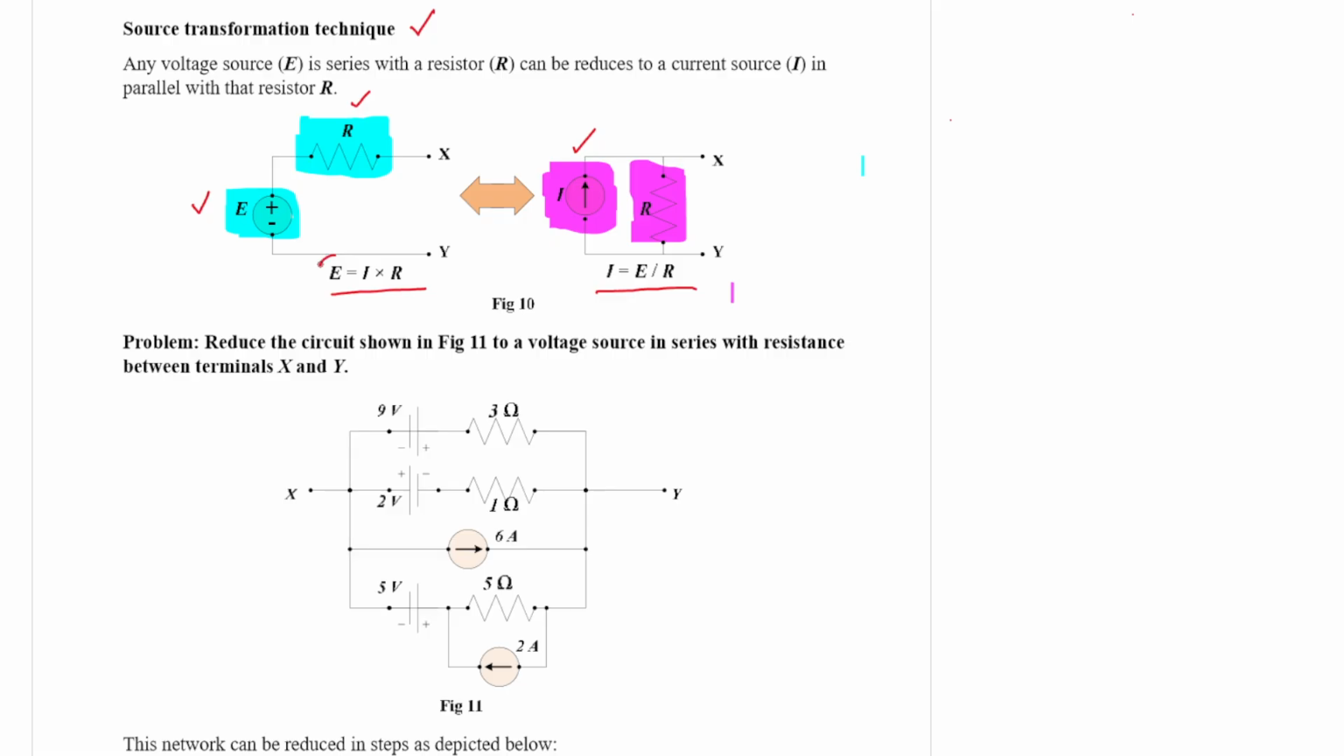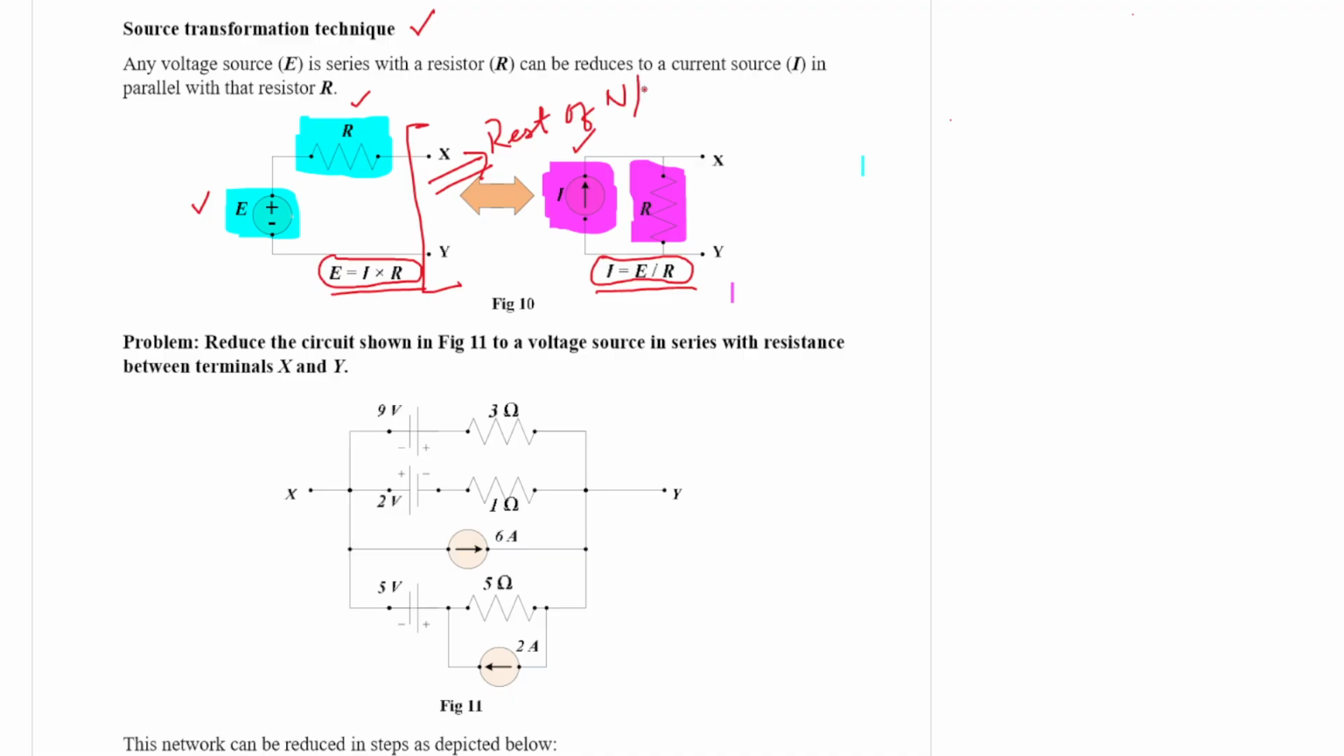So this is a very useful technique through which we can solve many network problems, or we can reduce network problems very effectively. So in gist, a voltage source in series with R can be converted into current source in parallel with R, where this X and Y are any terminals of the network. That means across XY is the other components of the network.